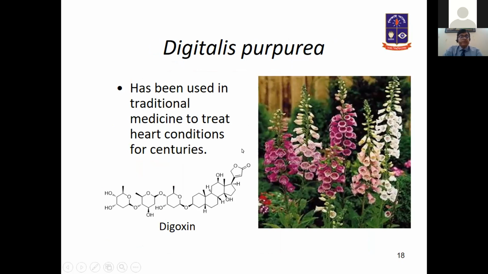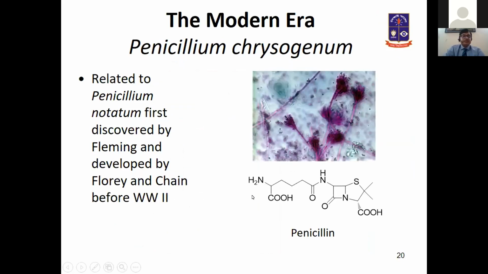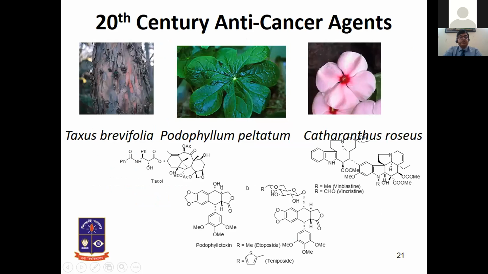There are more traditional uses of medicinal plants, like Digitalis purpurea and Atropa belladonna, for different purposes. In the last century, penicillin was isolated from Penicillium notatum, and it is an antibiotic. And in the 20th century, many anti-cancer agents were isolated from medicinal plants, like Taxol from Taxus brevifolia, podophyllotoxin from Podophyllum peltatum, and vinblastine and vincristine from Catharanthus roseus. So these are some examples of the success of natural product chemistry.